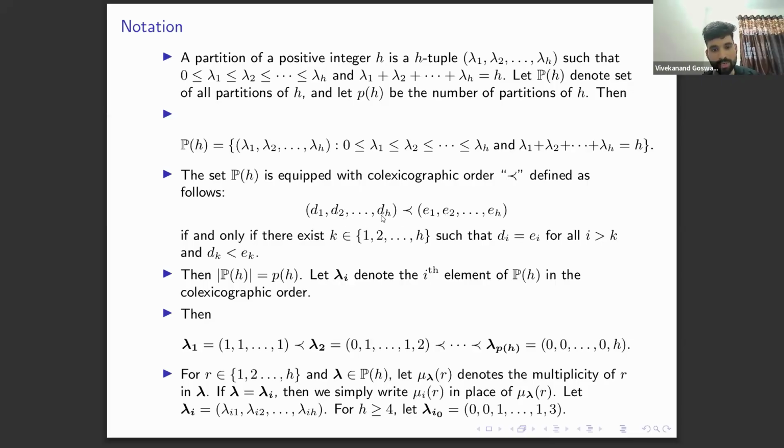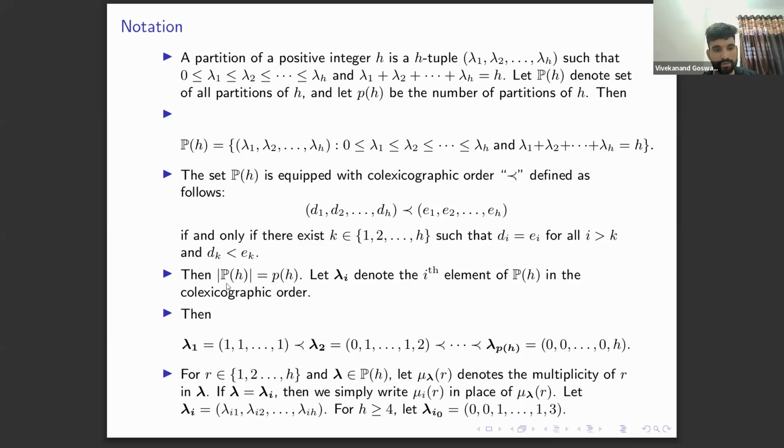And we say two elements d1, d2, up to dh is less than, in this order, e1, e2, up to eh, if and only if there exists k belonging to 1 to s, such that di is equal to ei for i strictly greater than k, and dk is less than ek. So for example, here see that this 1, 1, 1 belongs to P(h). These are h times 1, and this 0, 1, 1, 2 is less than this. If these two are the same for some lambda i's, then we move towards the left and compare the elements.